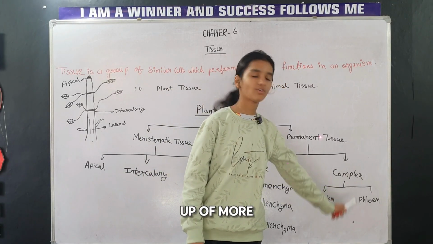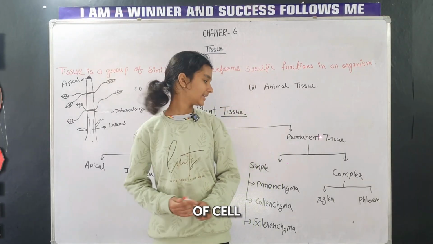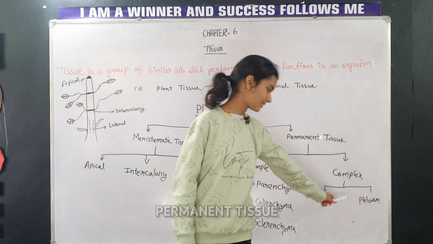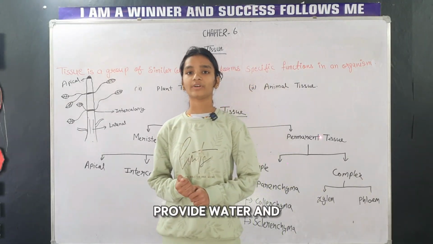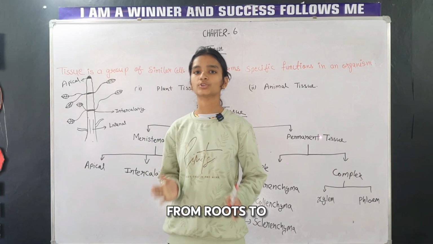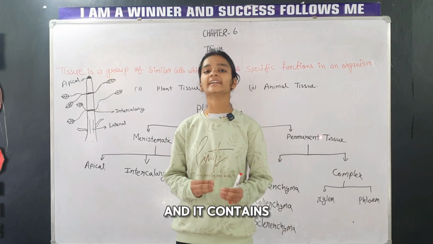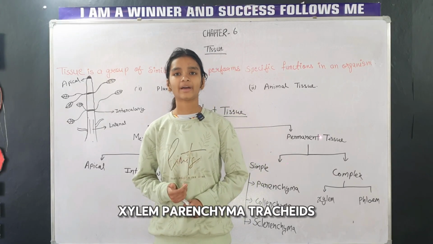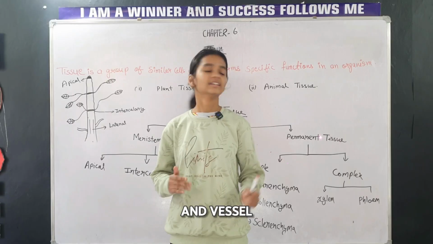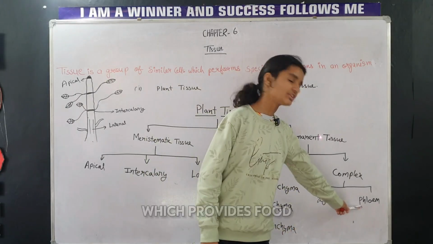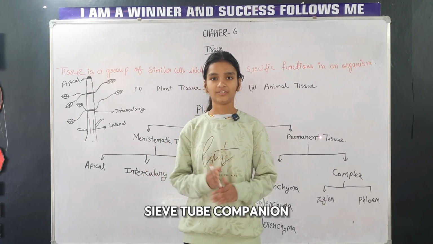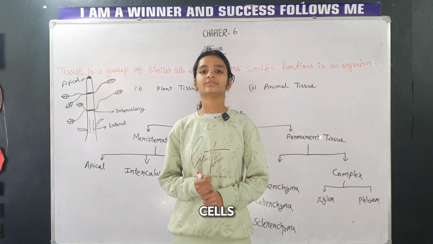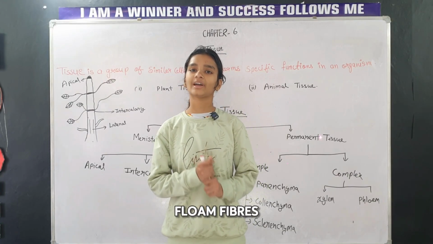The second type of permanent tissue is complex permanent tissue. It is made up of more than one type of cell. There are two types in complex permanent tissue: xylem and phloem. The work of xylem is to provide water and minerals from roots to different parts and it contains xylem fiber, xylem parenchyma, tracheids and vessels. The second type is phloem, which provides food from leaf to different parts and it contains sieve tube, companion cells, phloem parenchyma and phloem fibers.